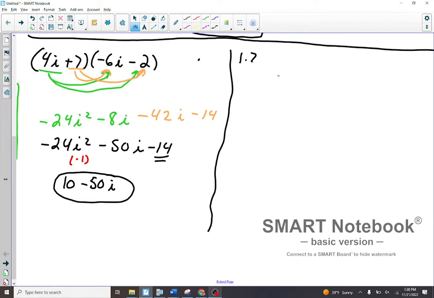All right, 1.7 is complete the square. Complete the square. On the quiz, it'll say, please complete the square on this one. Use complete the square on this one. So x squared plus 8x, let's say plus 12 equals 0.